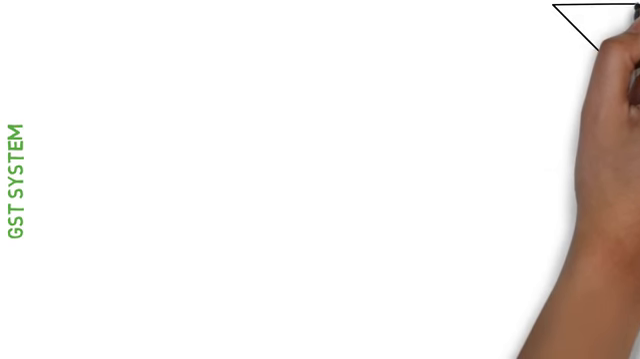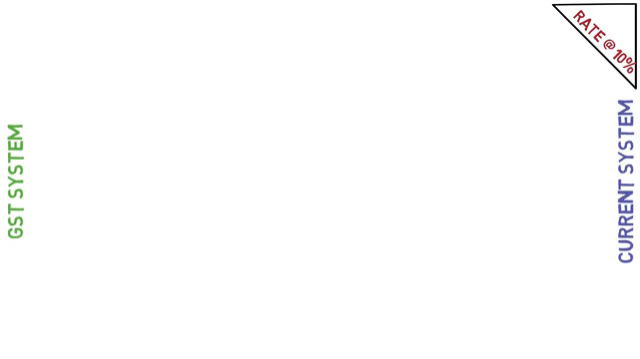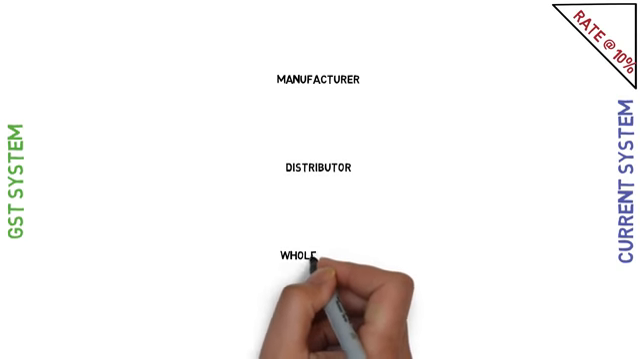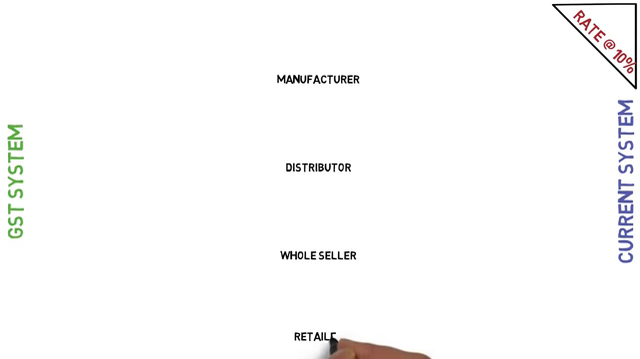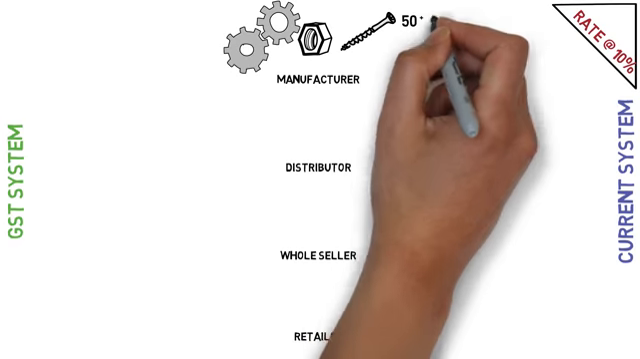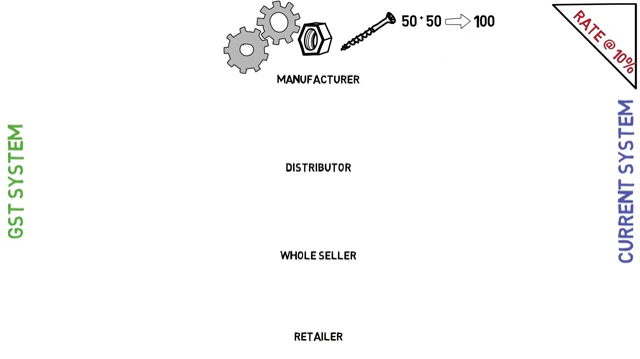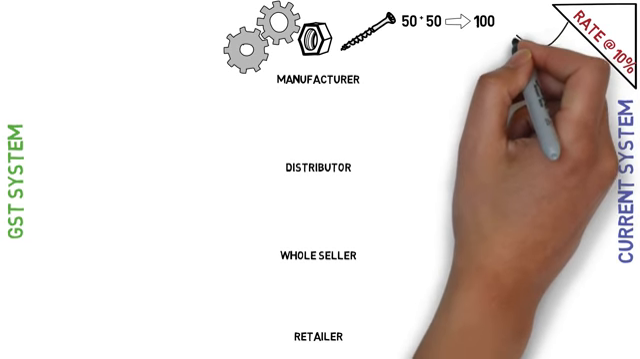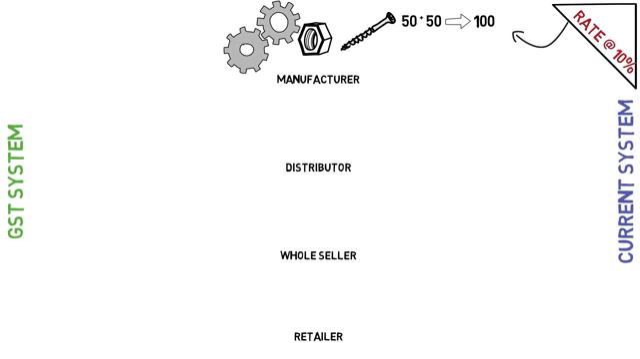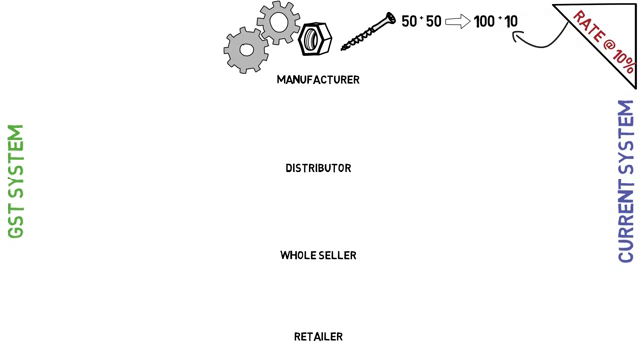I'll explain this with a simple example. Consider a simplified tax rate of 10% at each level. There are generally 4 levels: manufacturer, distributor, wholesaler, and retailer. The manufacturer buys raw material of, let's say, 50 rupees, and manufactures the product, which adds 50 rupees of value to it. So the product becomes 100 rupees. For selling this product, he needs to pay 10% tax, which is 10 rupees. So the cost of the product for the distributor is 110 rupees.